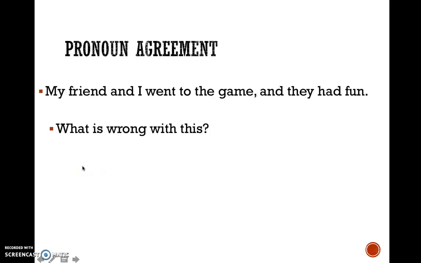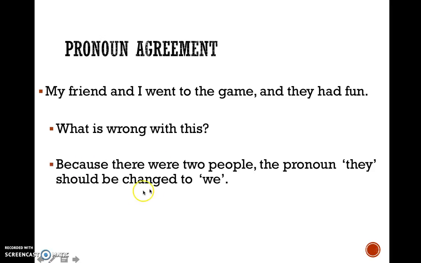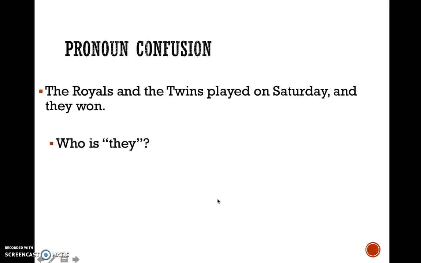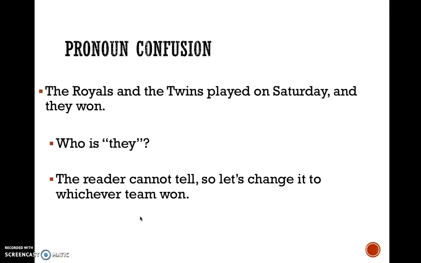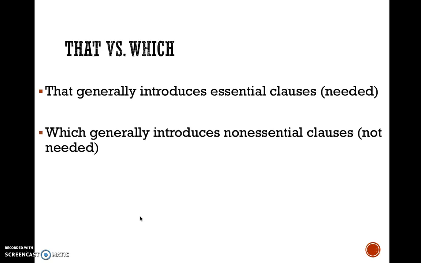Now, sometimes they're going to test you on your pronoun agreement. So, my friend and I went to the game and they had fun. What's wrong with this sentence? Well, we're using the wrong pronoun, they, right? Because they're two people, the pronoun they should be we. Right here, that should be a we, right? Then we get pronoun confusion. The Royals and the Twins played on Saturday and they won. Well, who is they? So we can't say they won. We can't really use a pronoun to replace. We have to say and the Twins won or and the Royals won. Okay? The reader can't tell, so we should just change it.